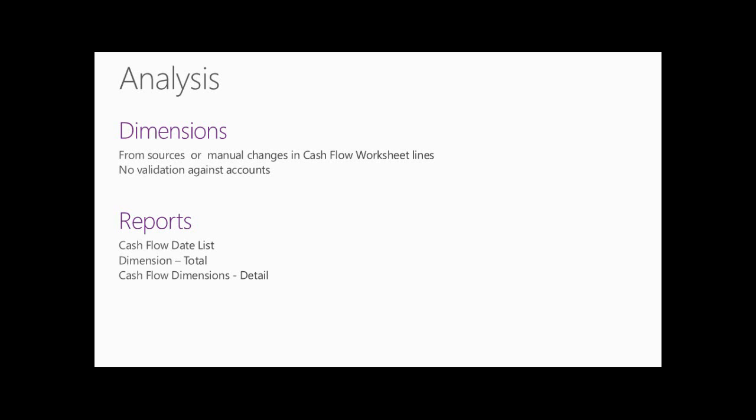If you work with dimensions in cash flow forecast, then you can use the dimension total and the cash flow dimensions detail reports to present your results. You can also use report cash flow date list. You can print this cash flow date list for each cash flow. And in this date list, the posted cash flow ledger entries are organized by category, such as receivables or sales orders, and shown over several periods. You can select the number of periods and their length when you print the date list.